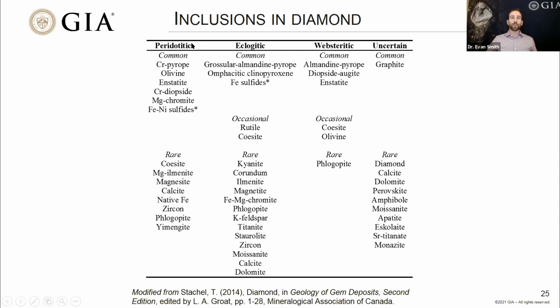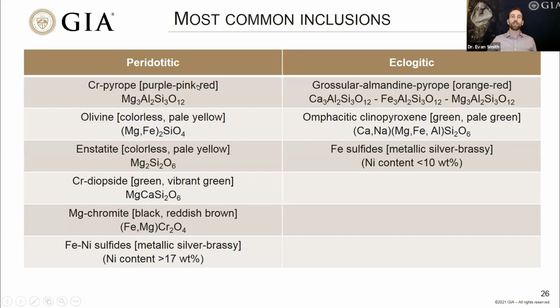diamonds. So let's just focus our energy here on the two most common rock types, and within those, the most common inclusions that we observe. So just these regions that are marked common here, and I've broken them out into a simplified table. This table shows you the most common inclusions in the most common kinds of diamonds. And I've listed these inclusions out here along with the color they usually appear as.